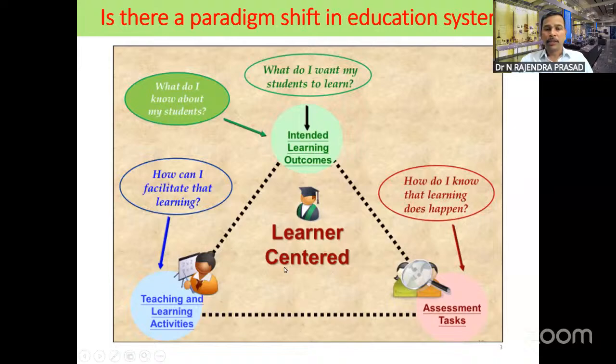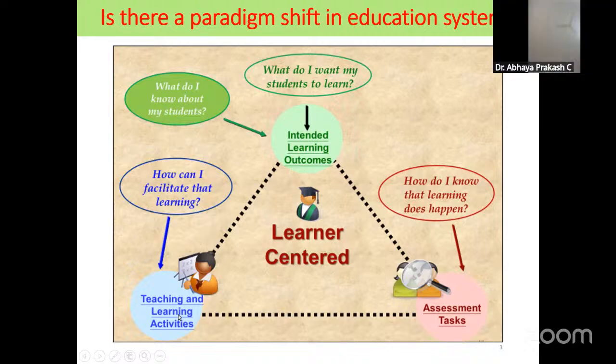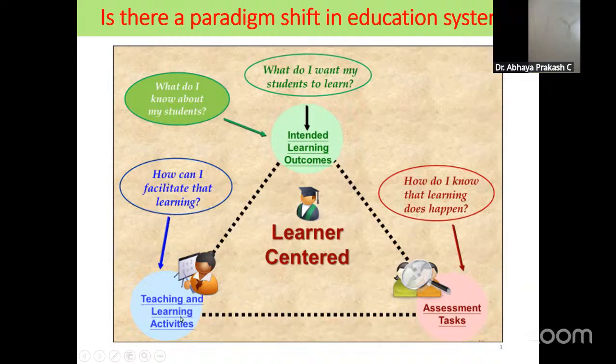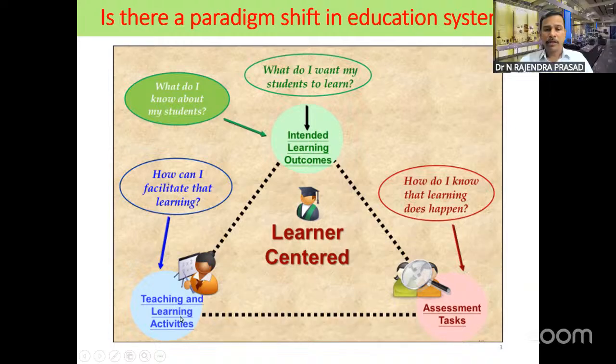The learner-centric education system is connected in a triangular manner, and the first one is to facilitate learning by teaching with various learning activities. Okay. Is your job over once you complete your teaching? No.